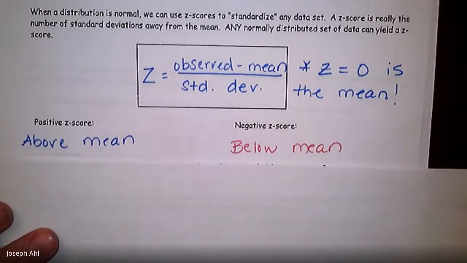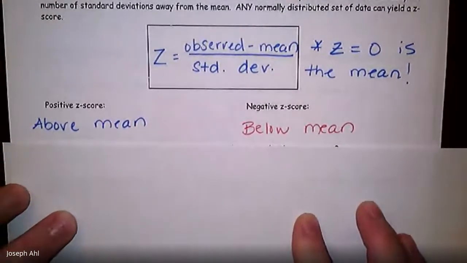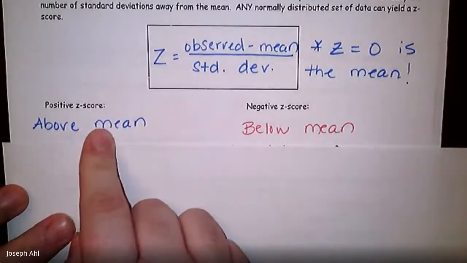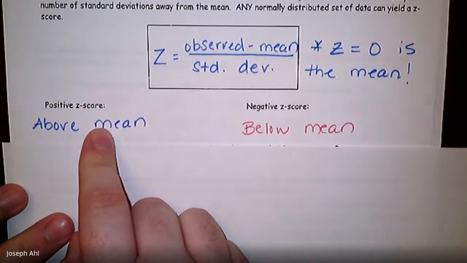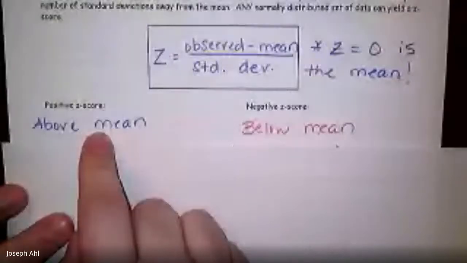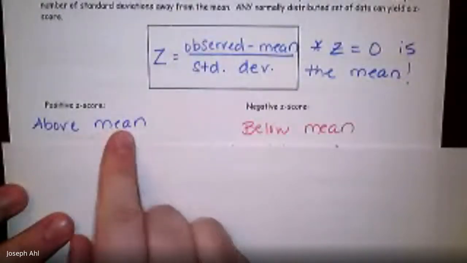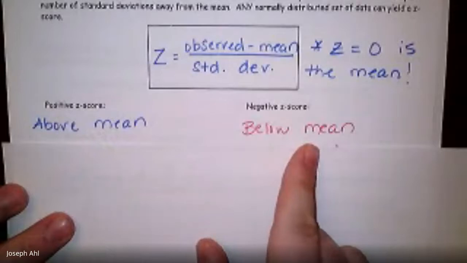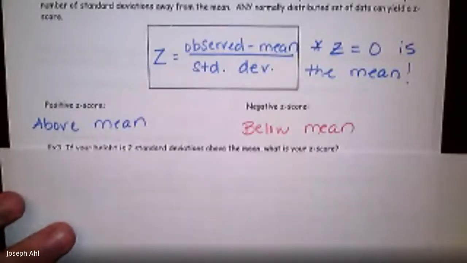So then what does it mean if we have positive and negative z-scores? A positive z-score would mean that somebody's above the mean, above the average, which always sounds like a good thing. It's not necessarily a good thing. I know I have a lot of runners in class. If you are above the average speed in a particular race, that's not necessarily a good thing. But in a lot of cases, above the mean would be good. A negative z-score would mean that you happen to be below the mean.